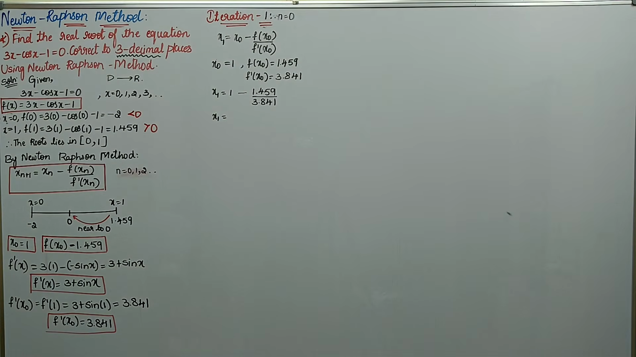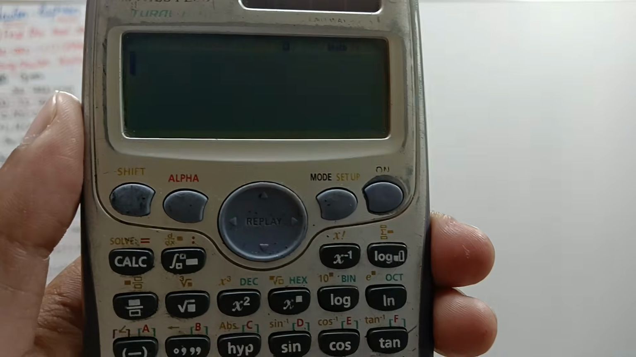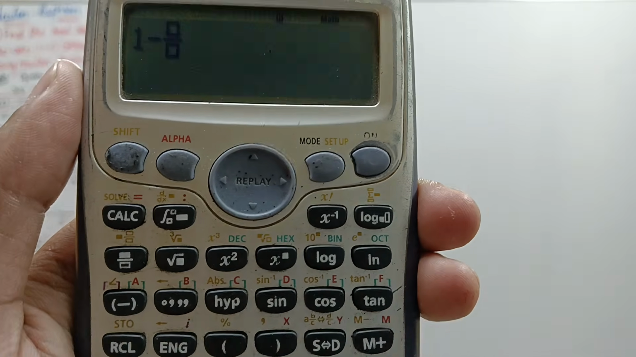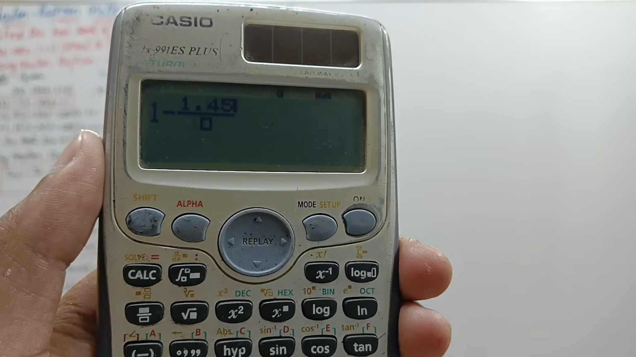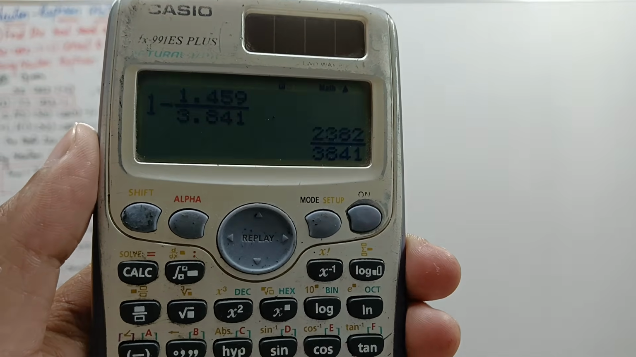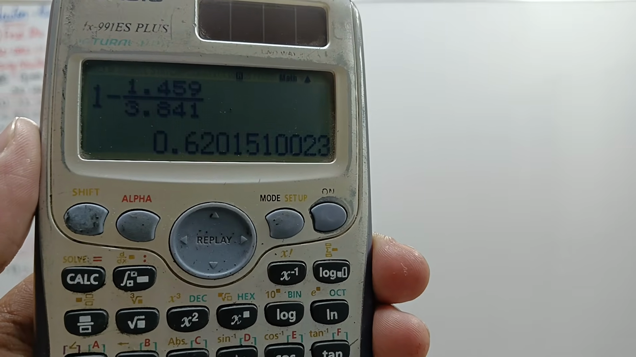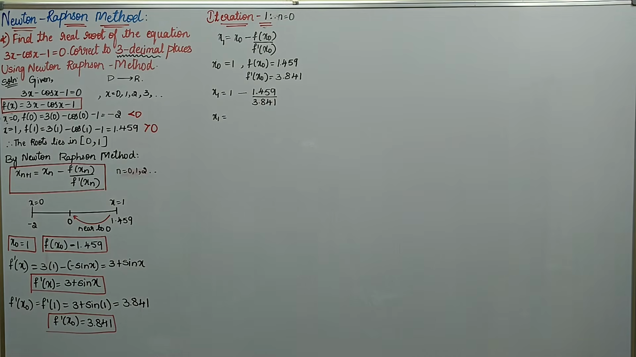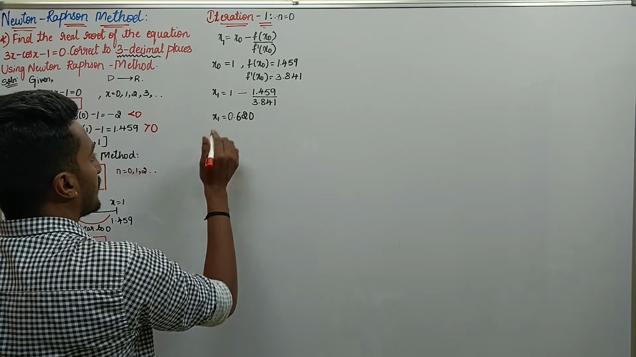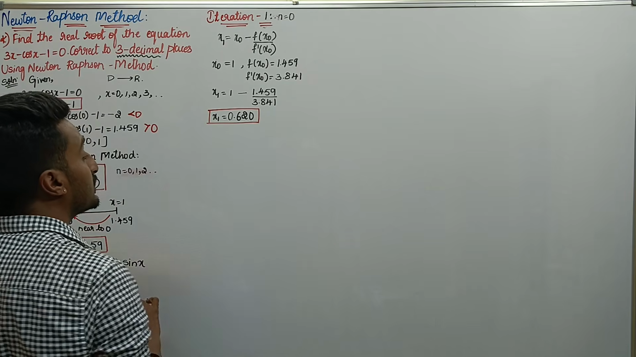Okay, I am going to show you in the calculator. It is very easy. Take your calculator. After taking the calculator, just simplify the terms. Okay, press new. Okay, 1 minus numerator over denominator, 1.459 divided by 3.841. Press equals. Press SD. Get 0.620. Since they have asked only 3 decimal places, represent only 3 decimal places.